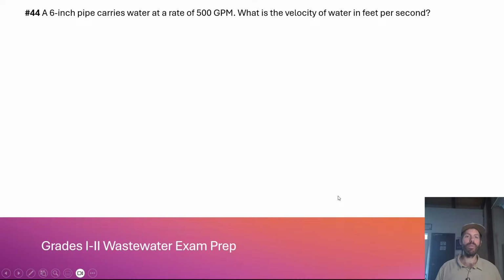A 6-inch pipe carries water at a rate of 500 GPM. What is the velocity of water in feet per second?